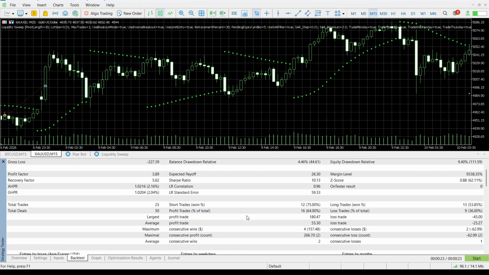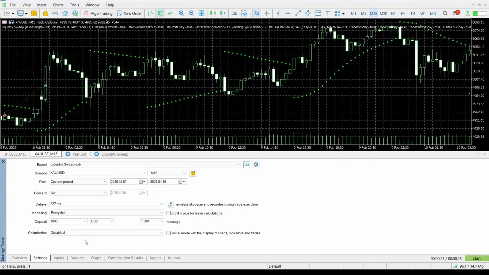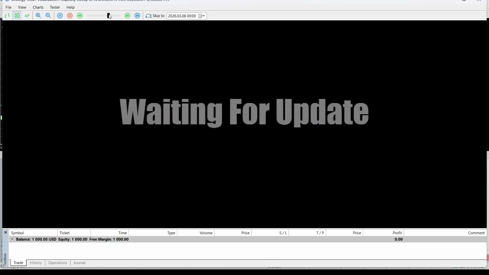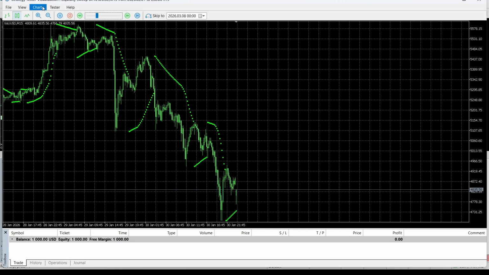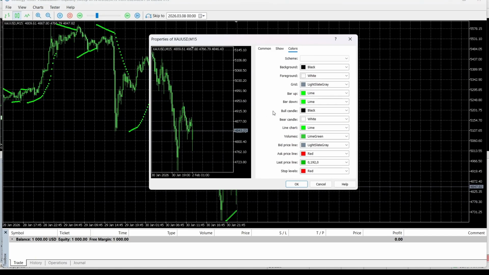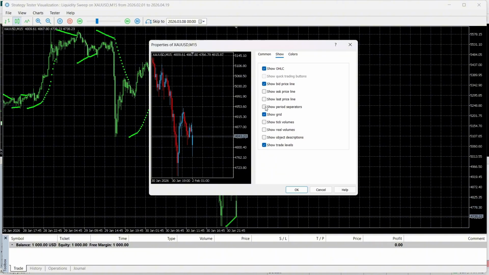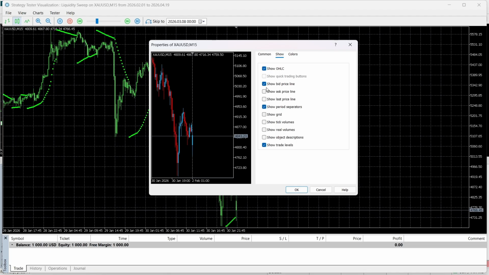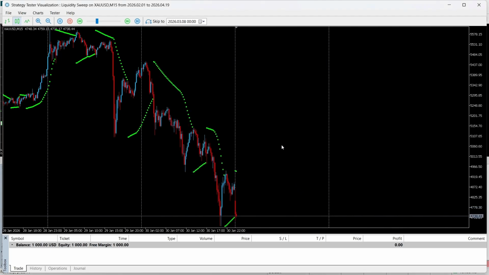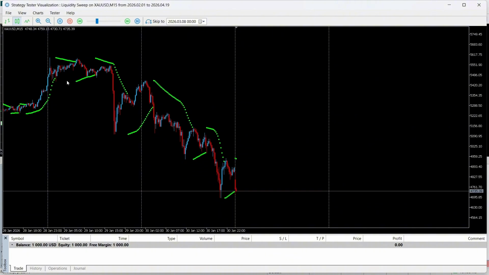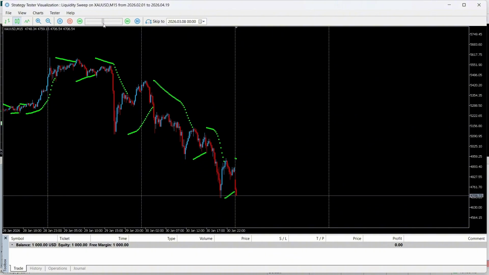I'm just going to show you the actual strategy on the visual mode. So we'll run a visual mode back test. Just going to change the settings here quickly. We want to show the period separators. We want to remove the grid. Okay, so this is the strategy. Just going to show you quickly as we speed up here.